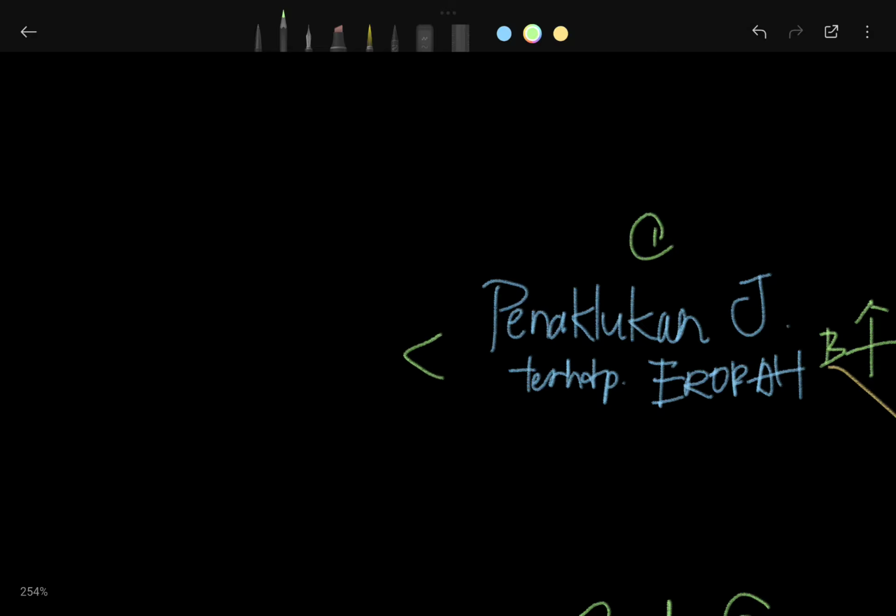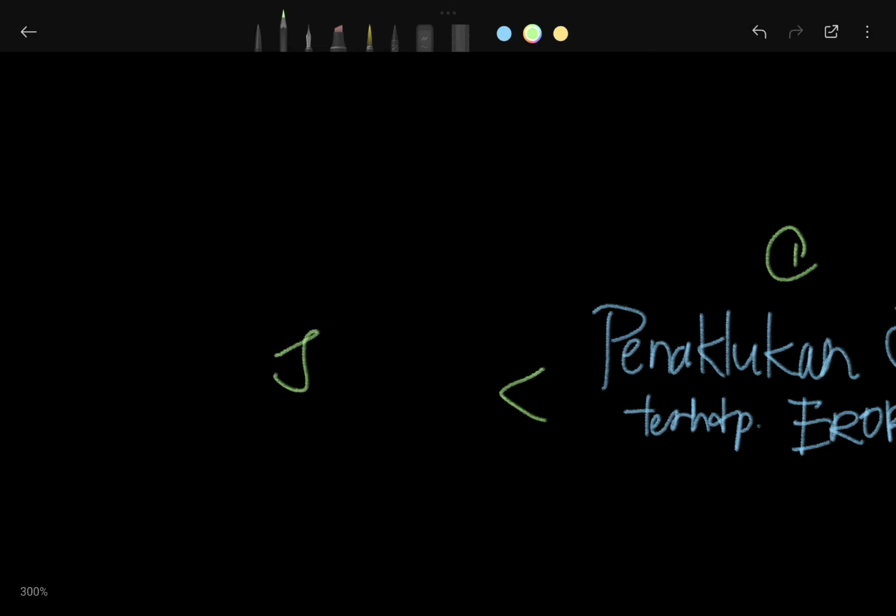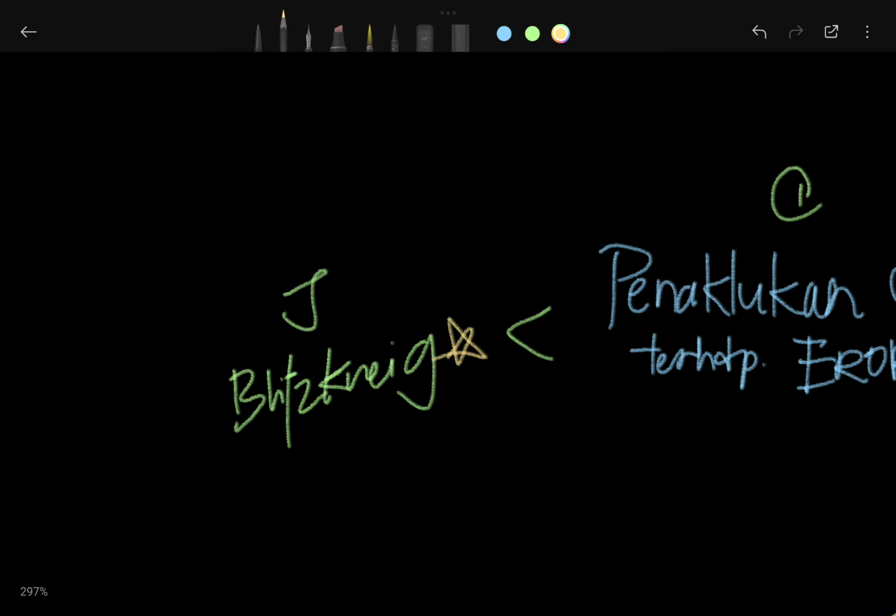So, German mula serangan Blitzkrieg. Cannot write this. Blitz, the T here. Blitzkrieg. Okay. Important. Put a little star. Blitzkrieg yang bermaksud serangan kilat. Serang kilat meaning what? Meaning you fight like lightning and it's gone. Okay, that's your serangan kilat.